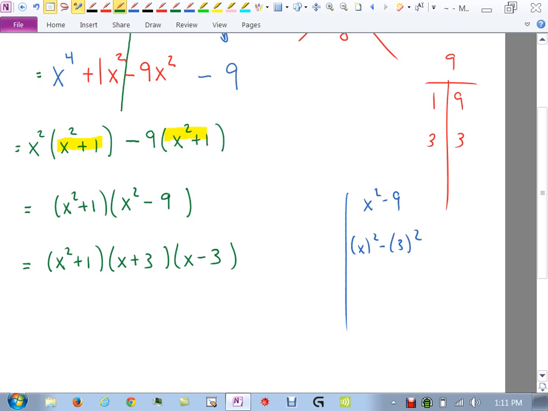Can I go any further? Nope, that's prime. These aren't difference or sum of cubes or squares or anything like that. I am done.